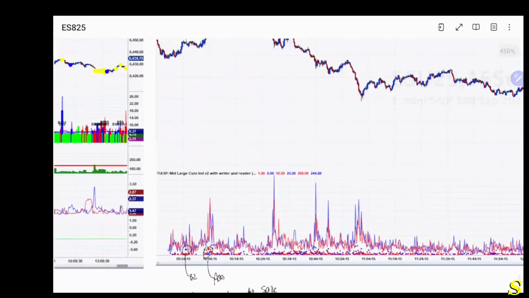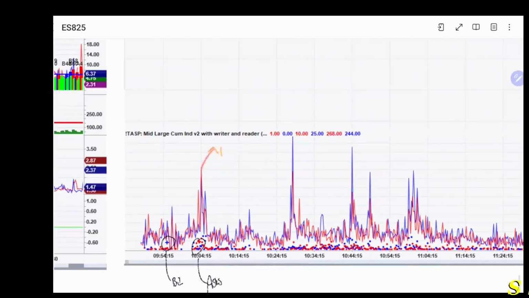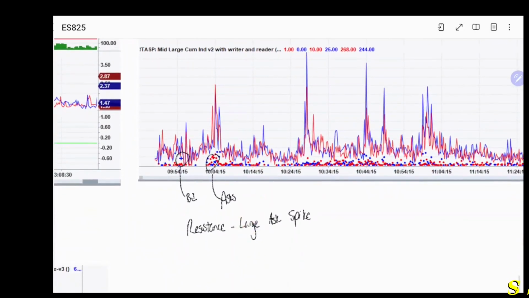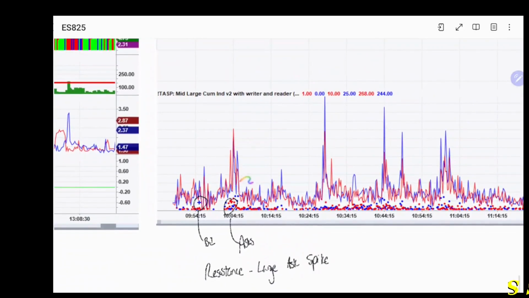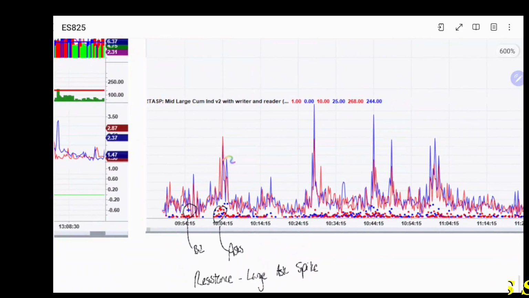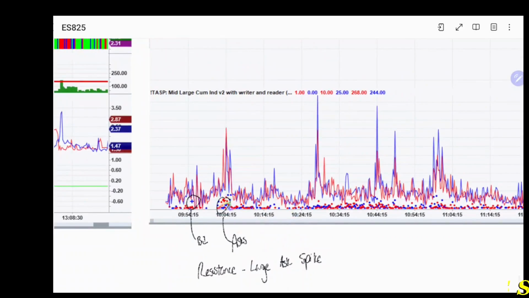We got a large amount of ask, the red. The thin line is a large amount of ask, and the blue line is bids, right? And these dots here are the mid to large size orders. So here we're seeing that we got a lot more red action in here, right?